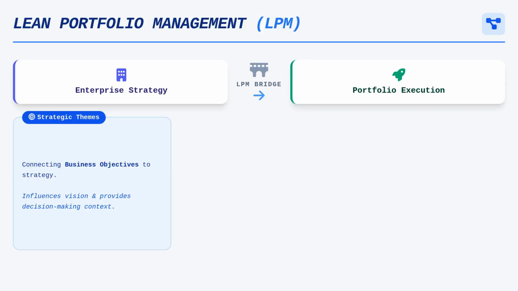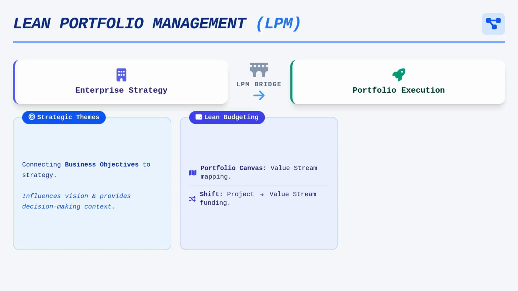At the heart of this alignment are strategic themes, which are business objectives that connect a portfolio to the enterprise strategy. When you encounter exam questions regarding these themes, remember that they influence the portfolio's vision and provide the context for decision-making. You must also be familiar with the portfolio canvas, a template used to describe the portfolio and its value streams, and how lean budgeting shifts financial control from project-based funding to value stream funding. This shift is intentional. It reduces the overhead of project-level accounting and allows funds to remain flexible.